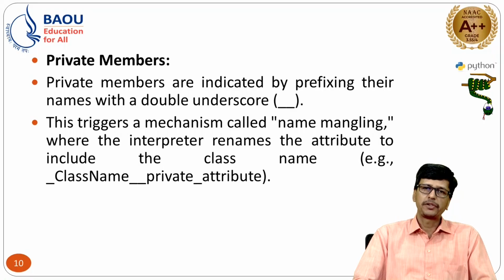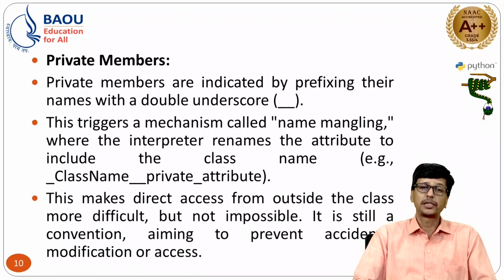You can observe here in the second point, whenever we use that private attribute in the code, the name will be changed with the class name. So it becomes the class name, then the private attribute, right? This way you can also access the private attribute. You can see it with the help of one demonstration. That interpreter adds the class name, and that mechanism is called name mangling.